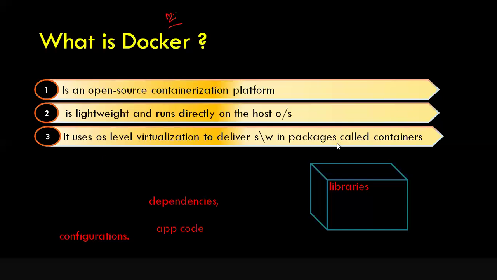Docker uses OS level virtualization to deliver software in packages called containers. So just think about this as a Docker container. Let's say you developed your application. In my case, I have generated a model.pickle, and to run my model.pickle, there are libraries and packages, the dependencies, that need to be installed.